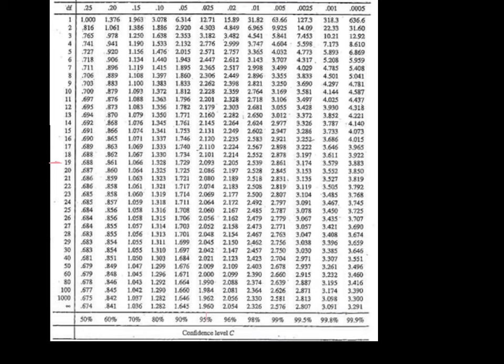And 95% is down here. So if I follow my 95% line up and I follow my 19 line over, my T star value would be 2.093. Meaning I would go 2.093 standard errors above and below my X bar value to generate my interval.